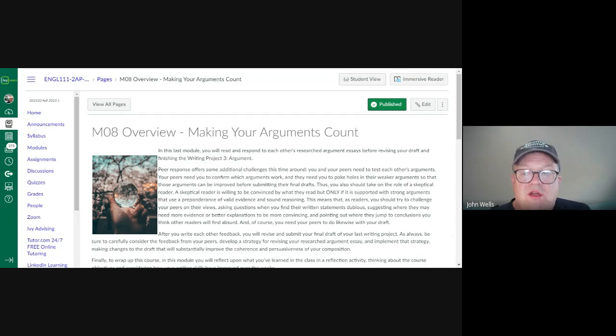So I think that, for us, what we're doing, I'm using them interchangeably. I think when you go into a lot of your other classes, they will be using those interchangeably. So I just kind of want you to get used to that. But there is a difference between those two. We're looking at module 8, making your argument count.